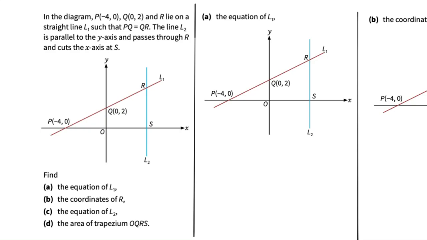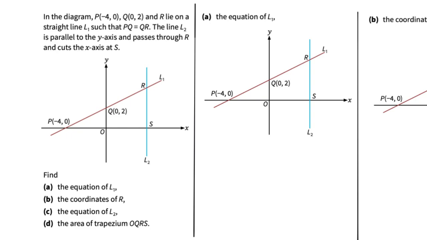Hello everyone, welcome to this video where we are given the following diagram. P and Q coordinates are given. R is on this straight line L1 such that PQ is equal to QR. There's also a line 2 in blue color that is parallel to the y-axis, meaning that it is a vertical line, okay? And it passes through point R and cuts the x-axis at point S.